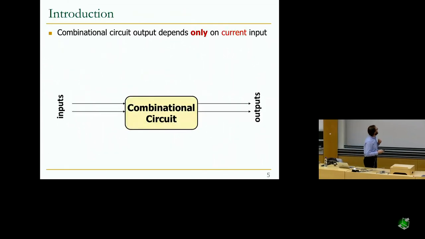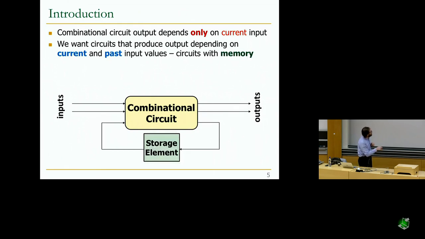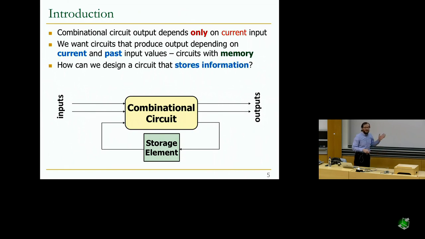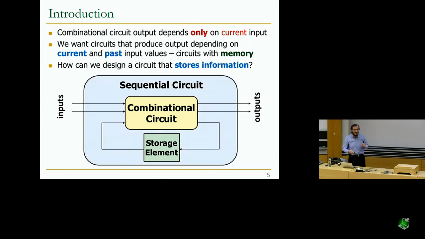Circuits that have memory. Remember, in a combinational circuit, the output depends only on the current input. You cannot store information. Information goes away as the inputs change. Basically, you want circuits that produce output depending on both the current input values as well as past values of the input, storage elements, essentially. Circuits with memory. The key question we're going to answer in this lecture is how do we design a circuit that can store information? So this is called a sequential circuit. The sequential circuit has two components. The essence is really the storage element, but you need some combinational logic to update the storage element.